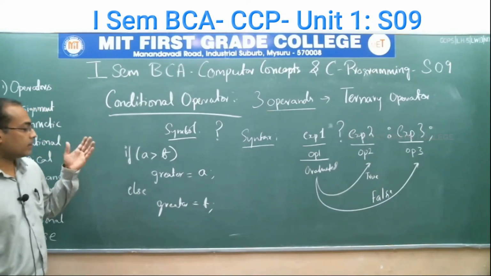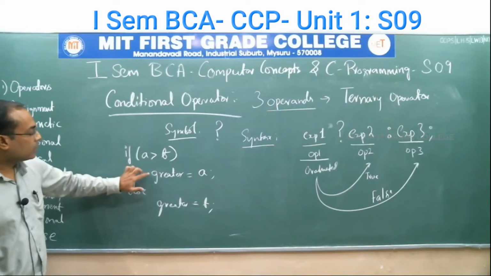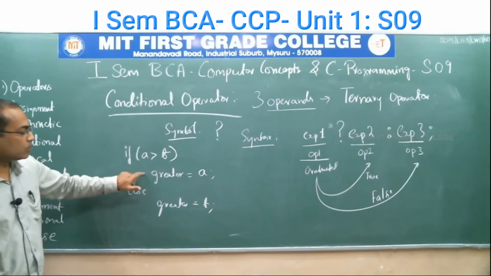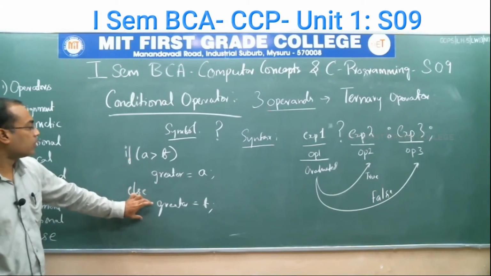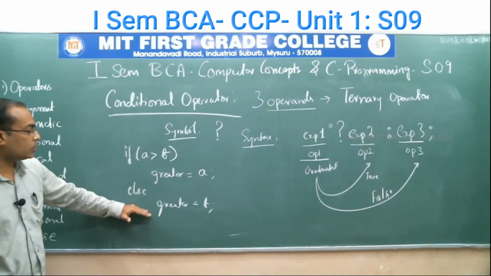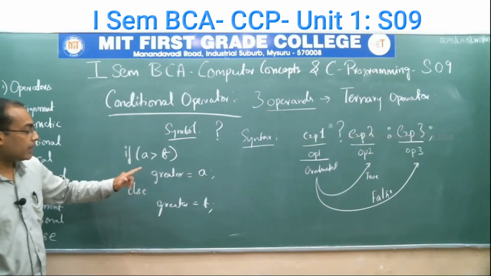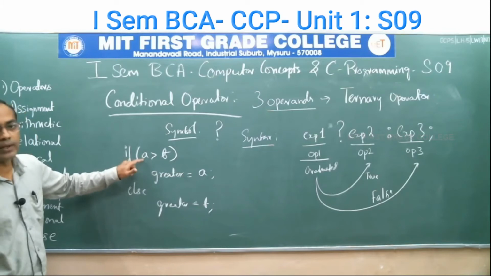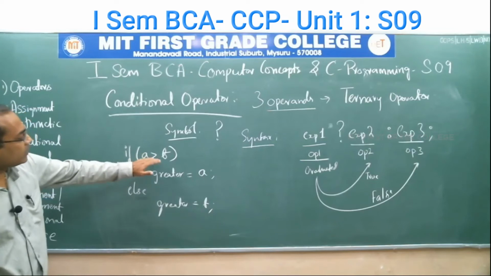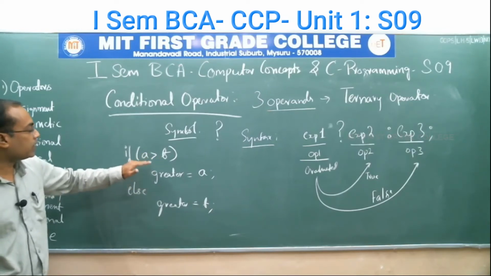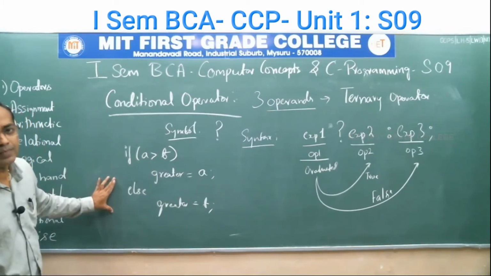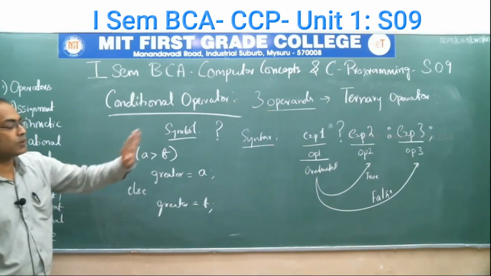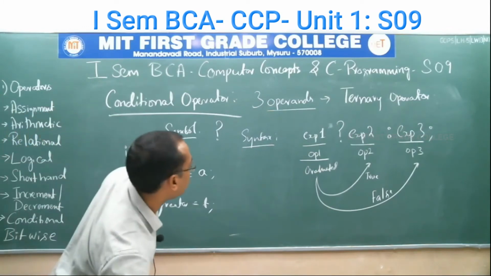So why is it called two-way decision making? Because there are two decisions over here, either true or false, whatever you consider. This is decision 1 and decision 2. Either of these will be executed based on the result of this expression. If it is true, then this part will be executed. If it is false, this part will be executed. The same logic we can represent using the ternary operator in this fashion.